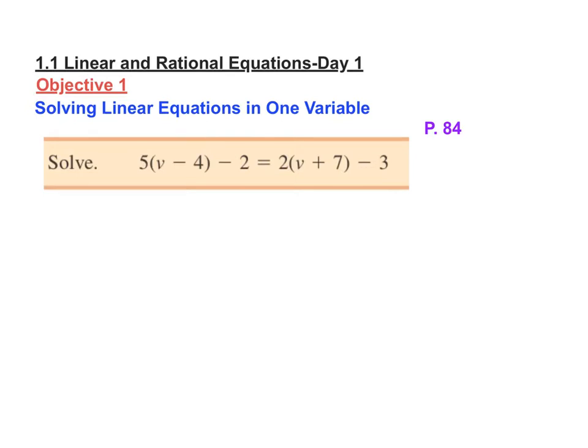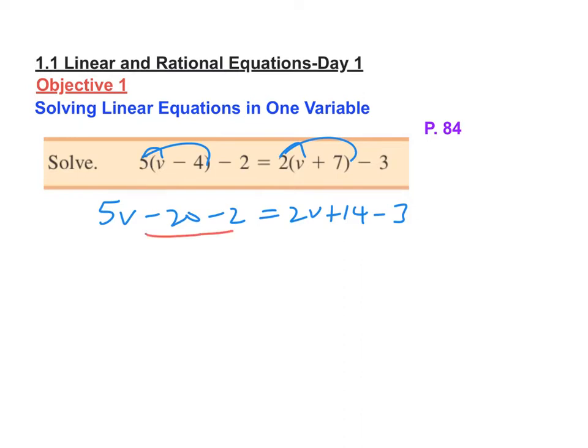Let's take a look at what we need to do here. My first move should have been to distribute. So I have 5v minus 20 minus 2 equals 2v plus 14 minus 3. Now you want to simplify as much as you can on each side first. So I have like terms here and I have like terms there. So I have 5v minus 22 equals 2v plus 11.